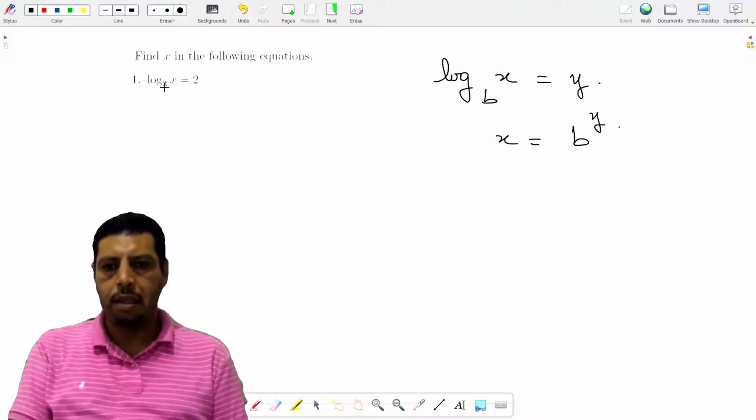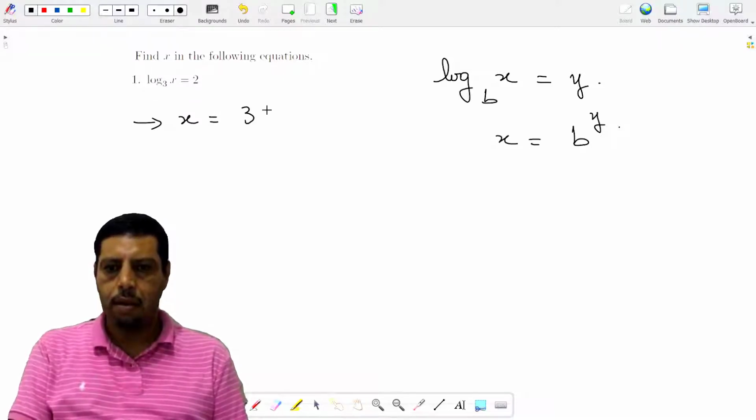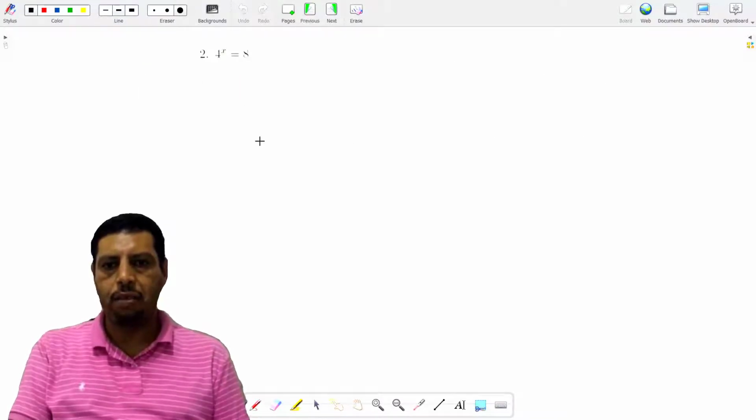So in this case, the base is 3. We're going to apply the property and we'll get x equals the base 3 to the power of y, which is 2, and it's equal to 9. And here we have to check that the argument of the log is positive, and x equals 9 is positive. So we found x. Let's move to the second one.